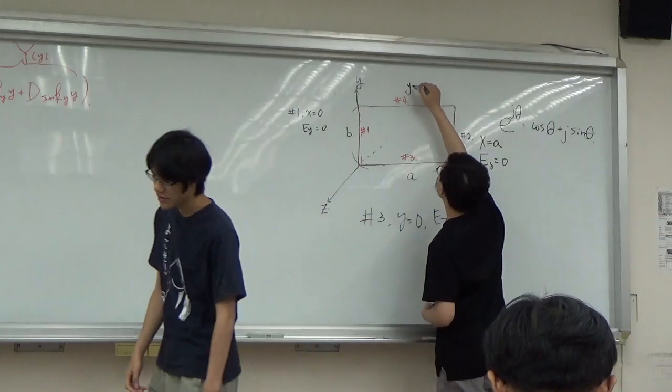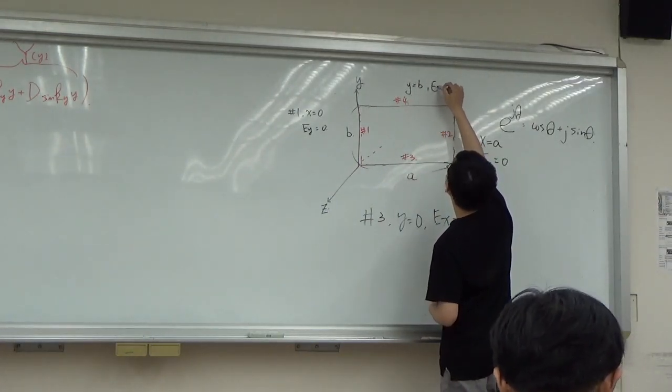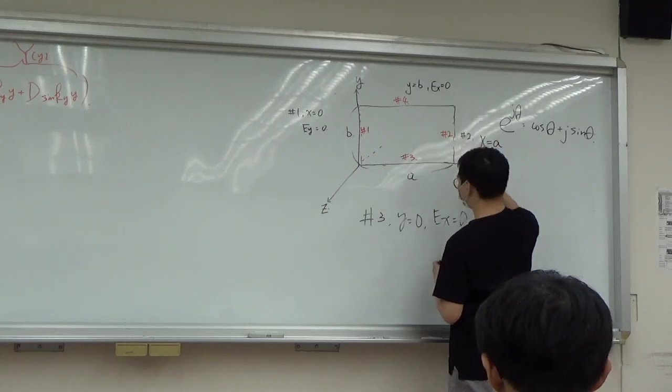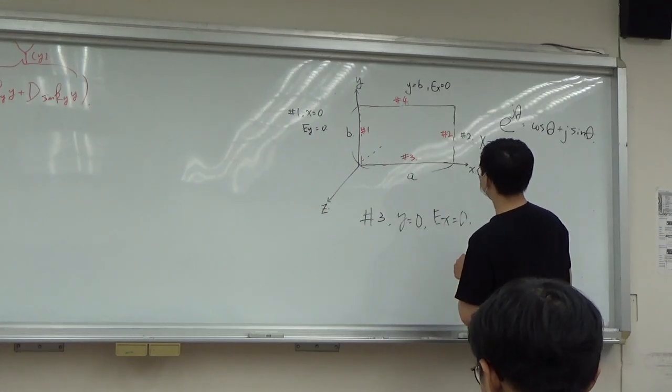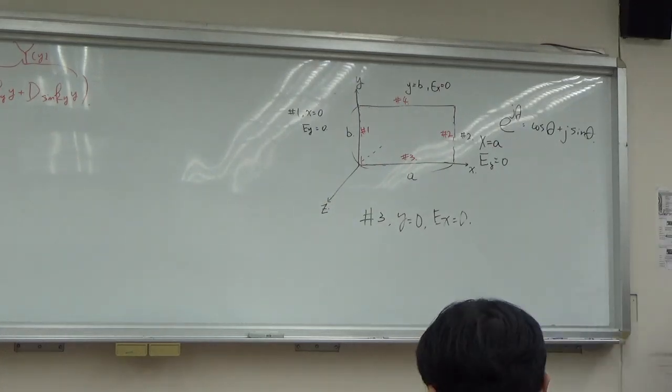Number 3. Y equals 0, EX equals 0. Okay, good job. Okay, that is B. Okay. Very good. Okay. Good.